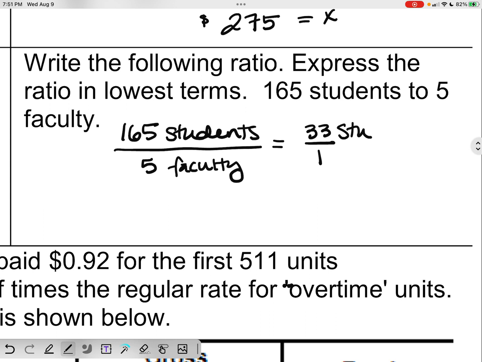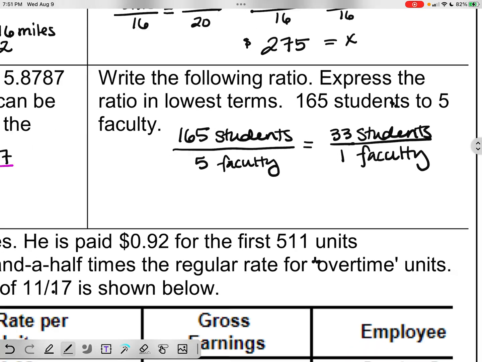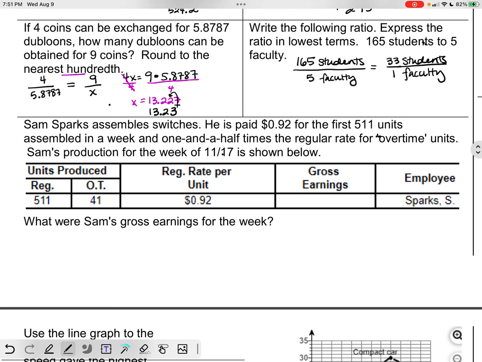So remember your words, 33 students, fraction line 1, oh, that's a U, I think. Looks a little janky. I try to spell faculty, F-A-C-U-L-T-Y. All right. Sam Sparks, that's a great name.